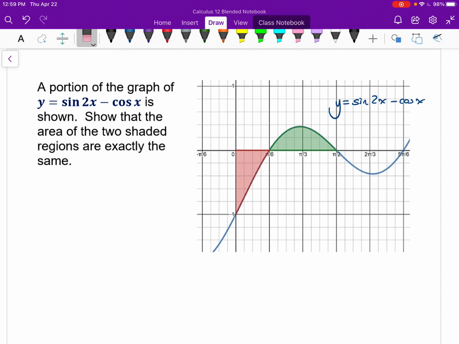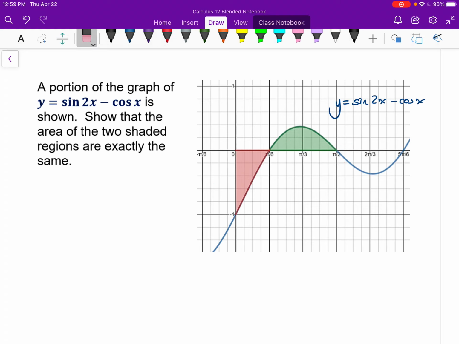Well, one option, which I'm not going to do, is to find the integral from 0 to pi over 6 of this function, and then separately find the integral from pi over 6 to pi over 2 of the same function. And I should get eventually two numbers that are identical, except one's negative and one's positive. And that's a great idea. It's just more work than it has to be, but it is a great idea. So what's a bit less work?